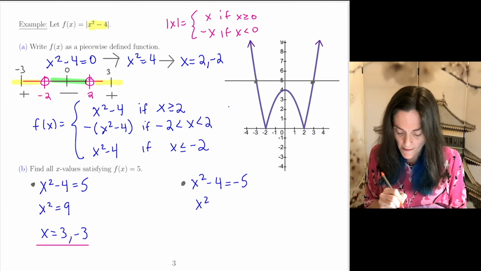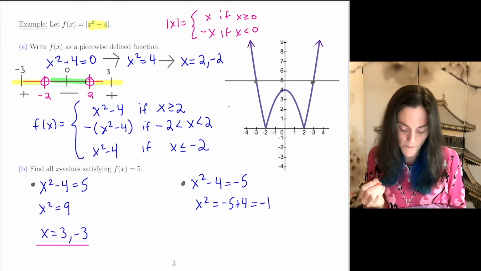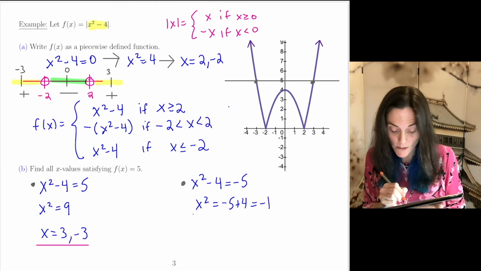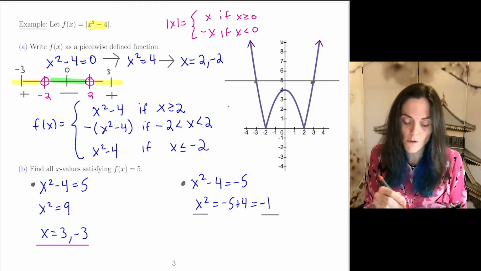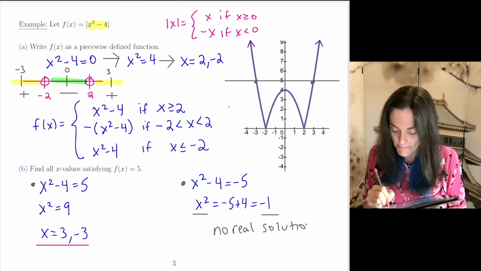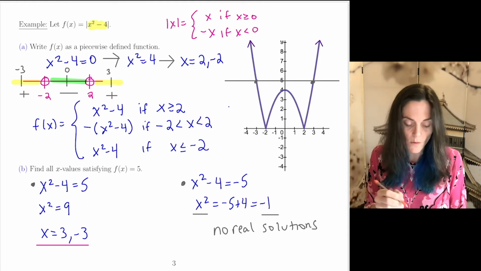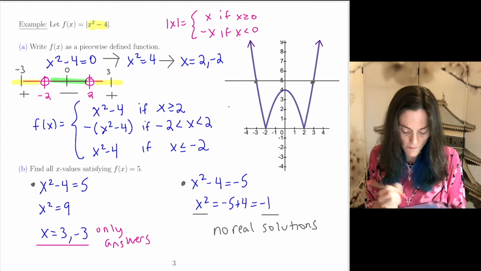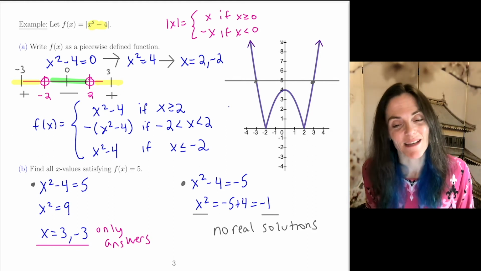Well, if we add 4, we get x squared is minus 5 plus 4, which is negative 1. And you can see the issue here. What I need is x squared is negative 1. We have no real solutions to this. And so our only answers are here. x is 3 and minus 3.